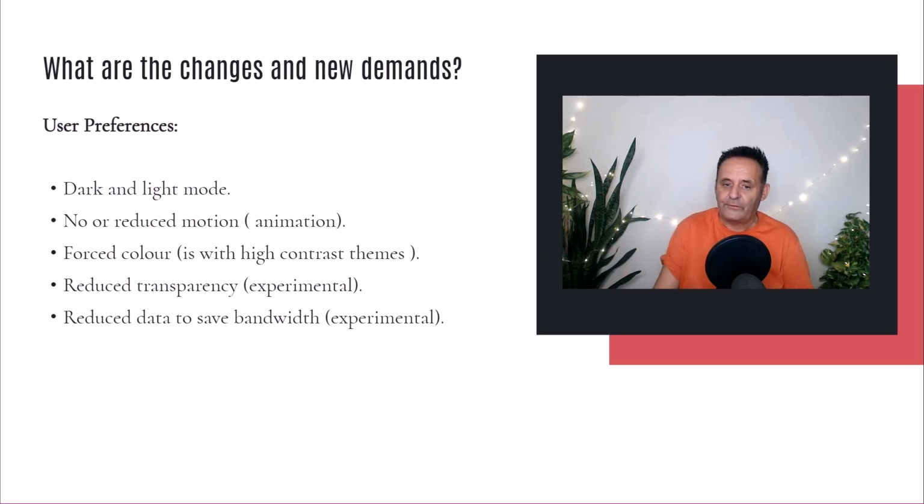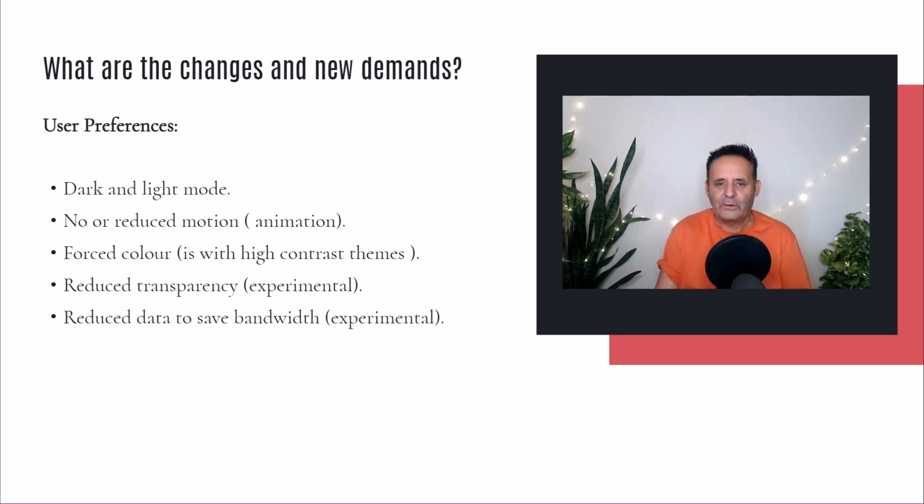So we're seeing preferences for things like light and dark mode, for no or reduced motion, for forced colors, for those people who want to use high contrast themes for their experience of the web, seeing reduced transparency and reduced data to help save people their bandwidth with connectivity issues as well. So with all of these things, they are things that we might need to technically build into our designs as users begin to expect these.